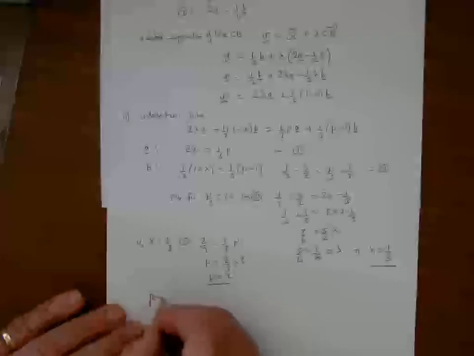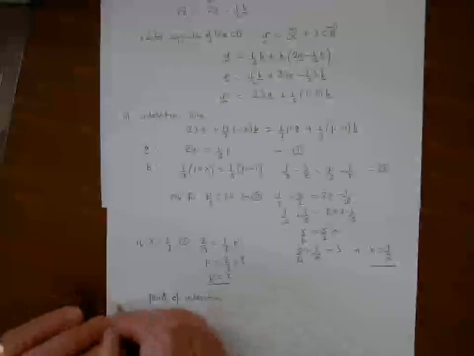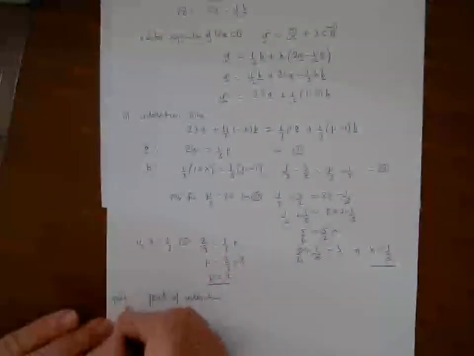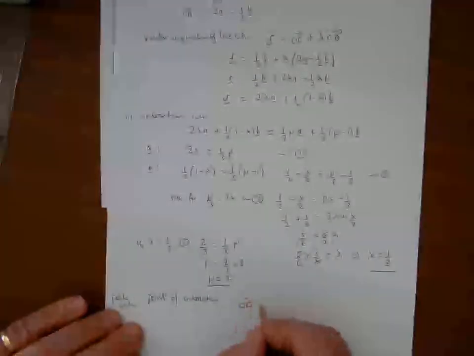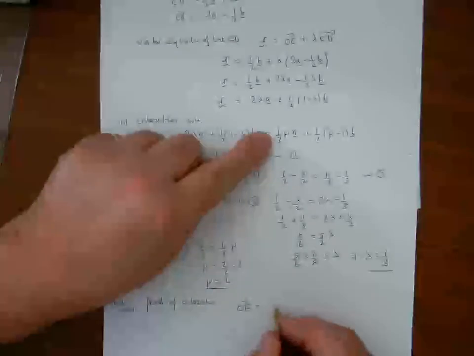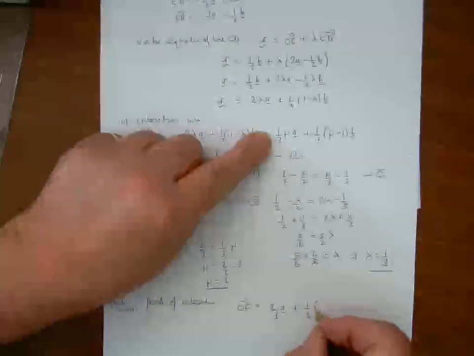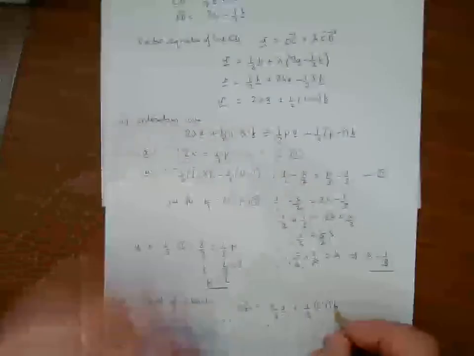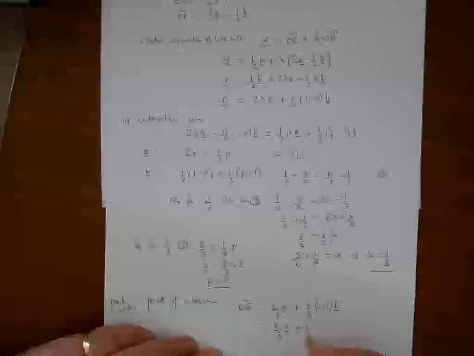So the point of intersection, the position vector, so I'm talking about OE. I put mu equal to 2 into this equation, so that's a third of 2, so that's 2/3 of A plus 1/3 of 2 minus 1 B. So that equals 2/3 of A plus 1/3 of B, which is what was asked in the question.